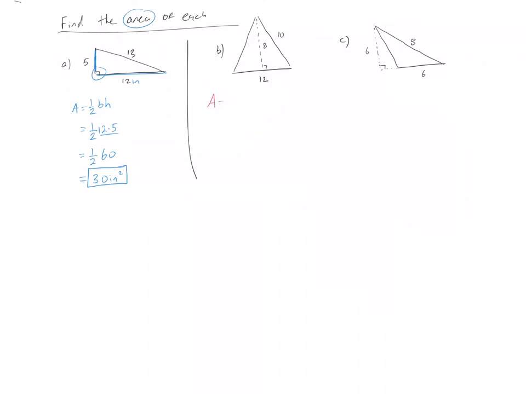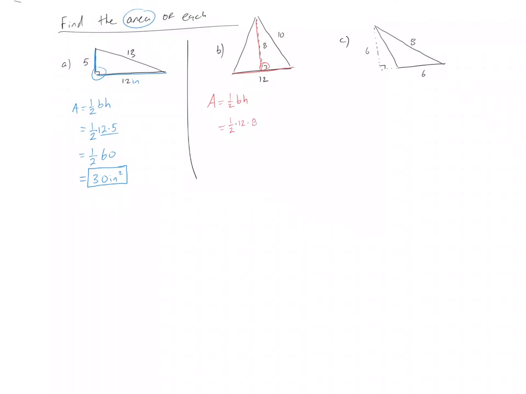There we go. Area is equal to 1/2 base times height. Again, I'm going to look for that right angle, which is right here. So I'm going to find the two lengths, this one and this one. Those two are the ones that meet at a right angle. So I'm going to say 1/2 base, which is 12, times the height, which is 8.